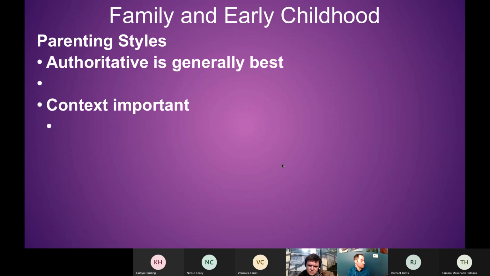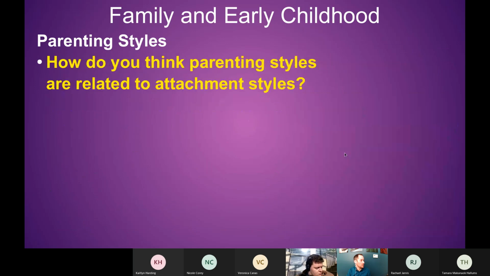So with that, how do you think these parenting styles are related to attachment styles? Or I guess another way to say that, let's take that first example of Will's biological father and neglectful parenting. What kind of attachment style might you expect from a parent who is neglectful? So what attachment style will that child have to that parent?